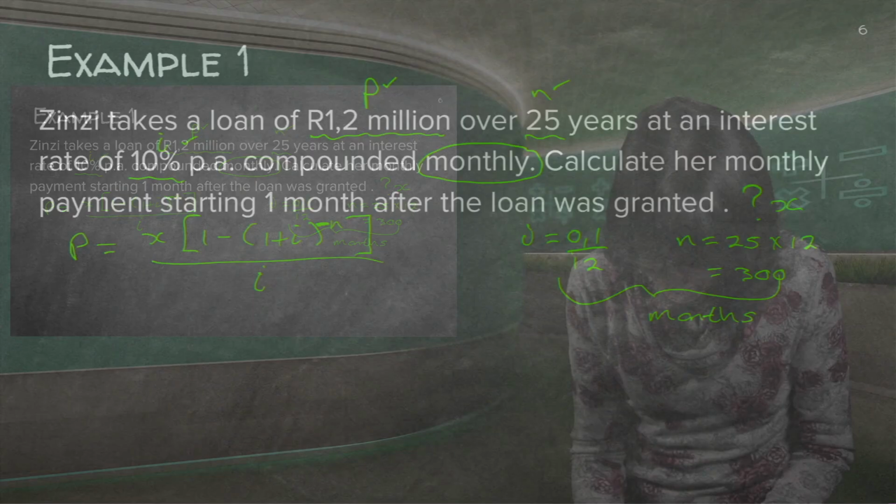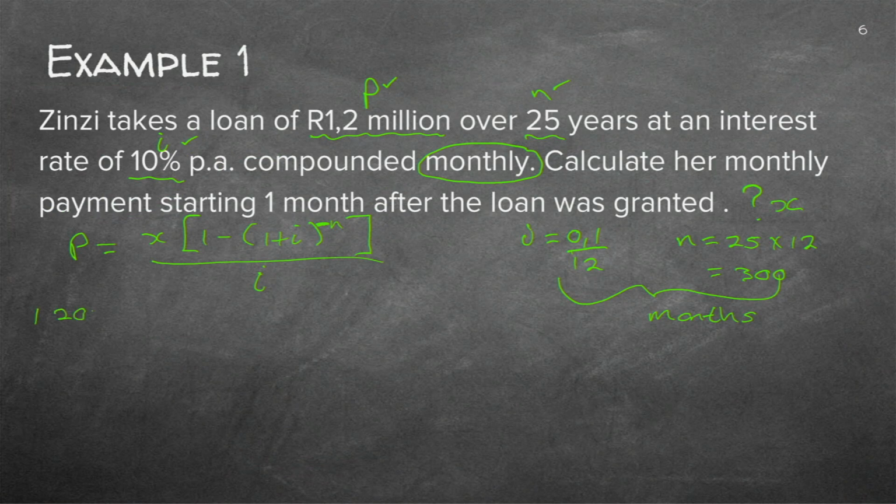So let's start substituting. It's 1.2 million. Make sure of all the zeros, especially if you slot it into your calculator. 1 minus, bracket, 1 plus the I is now 0.1 over 12. I'm just going to leave it in the fraction format. Minus 300. Close the bracket. Over 0.1 over 12. Be very careful. A few times I forget the I at the bottom because it looks so nice, the big formula, that you tend to forget the I at the bottom. Make sure that you have the full formula substituted.